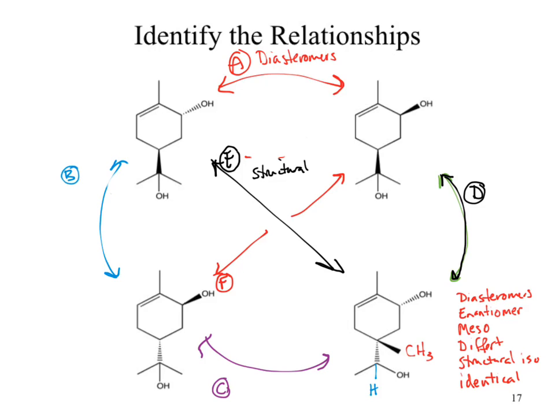What happened to our carbon with the isopropyl? It went from wedge to dash, or dash to wedge, depending on which way you're going at. So it mirrored, which means enantiomers. Both of them mirrored. Questions about that?